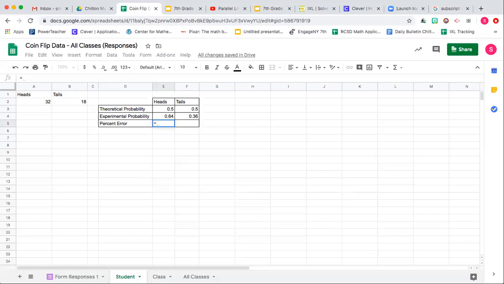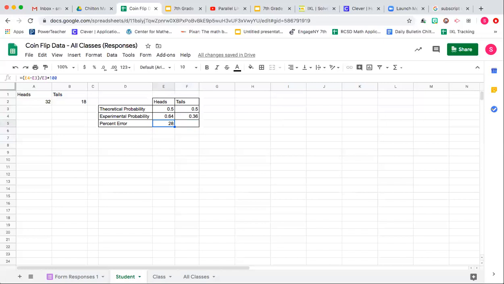So percent error is the experimental probability, which is in this cell E4. Actually, I'm going to put some parentheses around this. We're going to subtract the theoretical probability, which is in cell E3. We're going to divide by the theoretical probability, E3. And then we're going to multiply by 100 so that we get a percentage. Okay, that's pretty high. So the percent error is 28%.